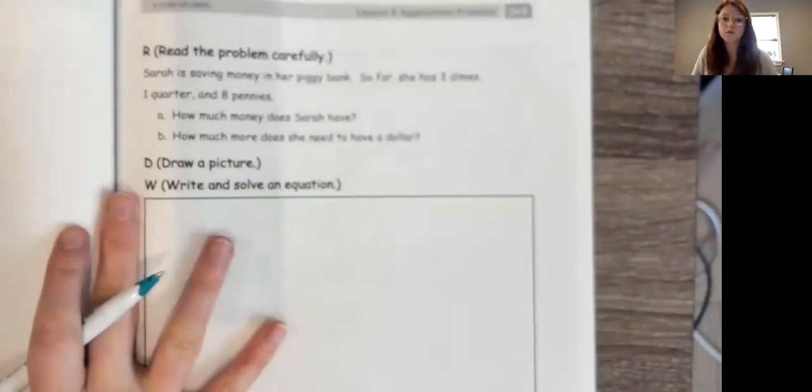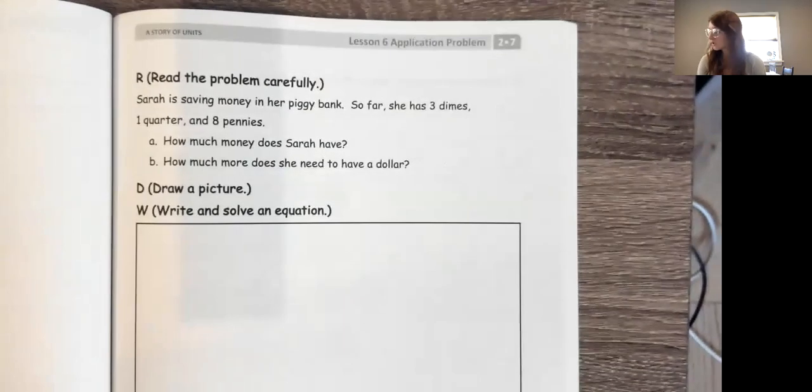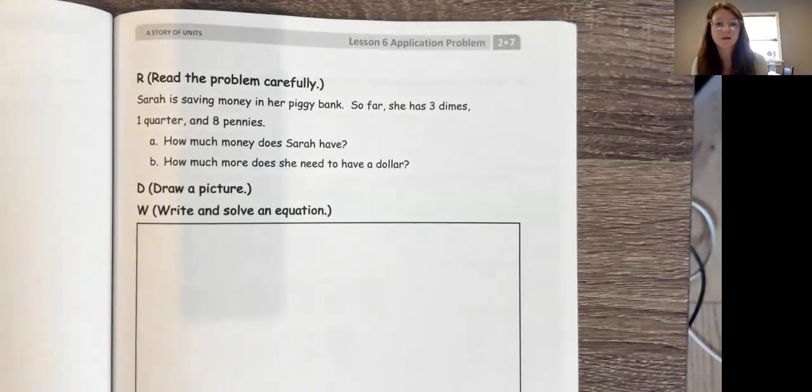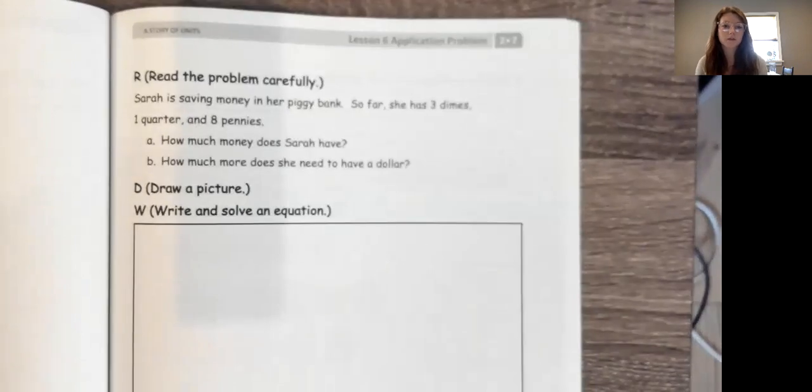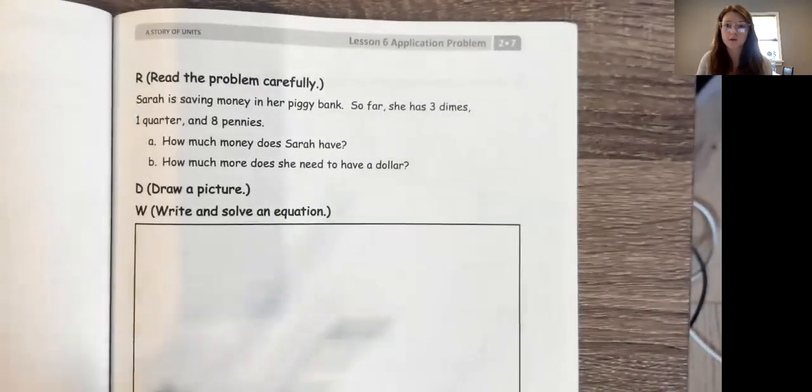Hi friends, we're going to go over our application problem for today. We are on our lesson 6 application problem, which is page 169 in our math workbooks. Okay, we're going to make sure that we really read the problem carefully, and then we're going to draw it and write to solve an equation.